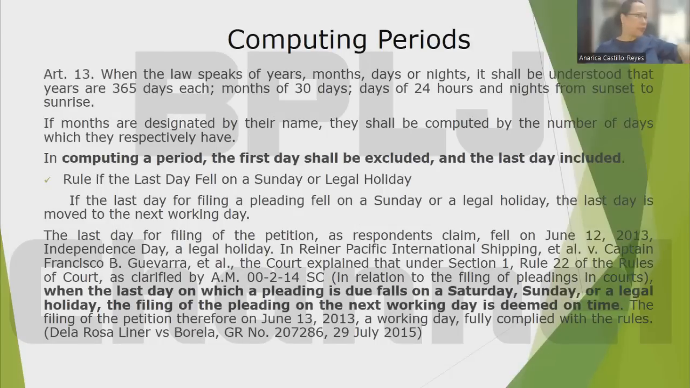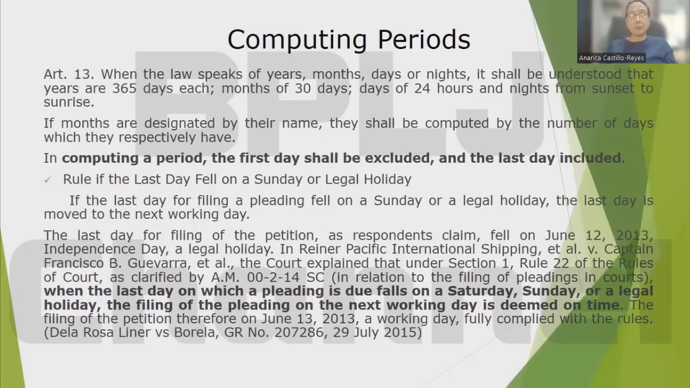Okay. Now let us go to computation of periods. This is very basic. When the law speaks of years, months, days, or nights, it shall be understood that years are 365 days, wala na yung 1/4. Months of 30 days, wala na yung 31 or 28. Days of 24 hours, and nights from sunset to sunrise. Okay, if months are designated by name, they shall be computed by the number of days which they respectively have.